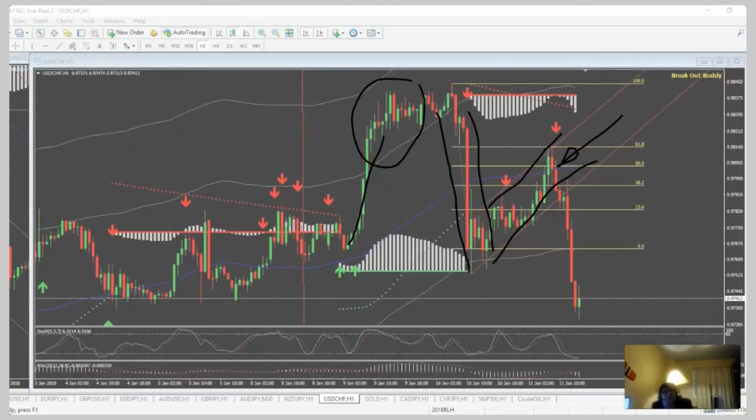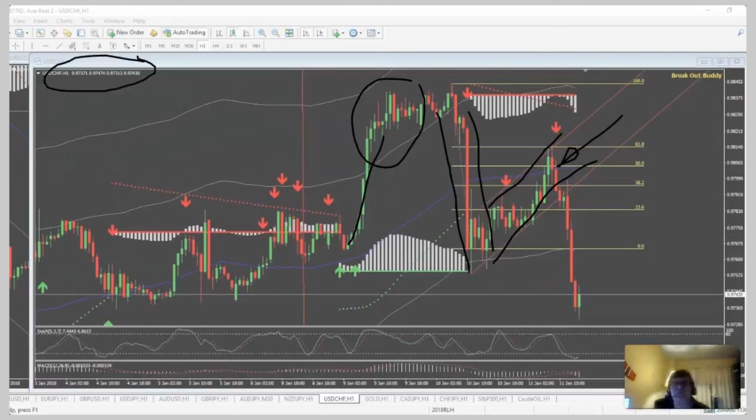Swiss franc is the base currency over here. Its pricing is on the right hand side, and as you Forex veterans know, Forex currencies always trade in pairs. This one is the US dollar Swiss franc. We are on the 1 hour time frame, H1. Each bar takes 1 hour.